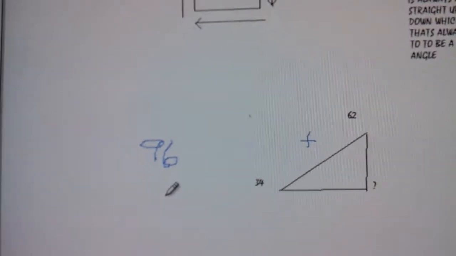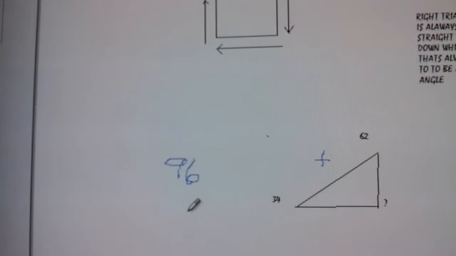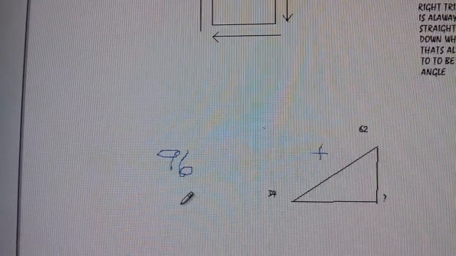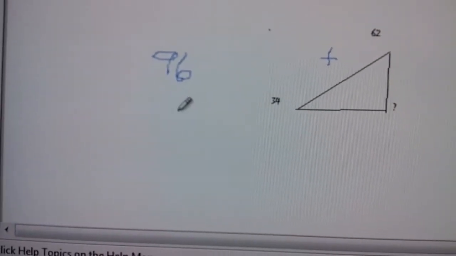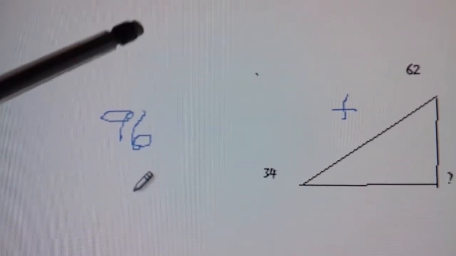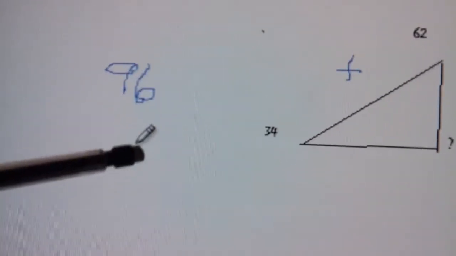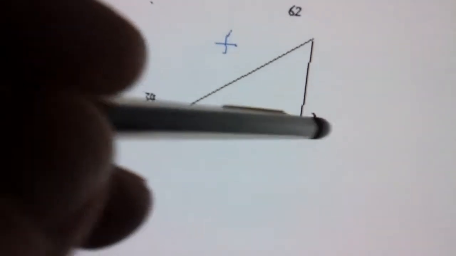Because you're starting off with 180 degrees. And you got 84. So after adding the 34 and the 62, you get 96. 180, right? 180 minus 96 equals 84. So your question mark, my simple version of doing this, is 84 degrees.